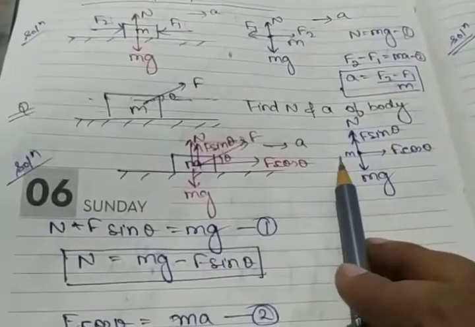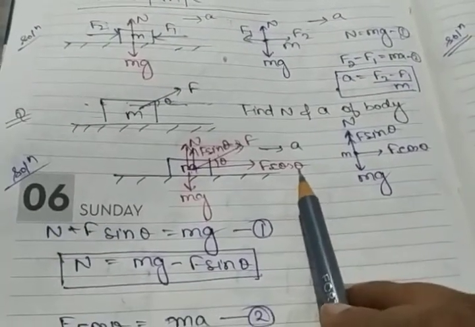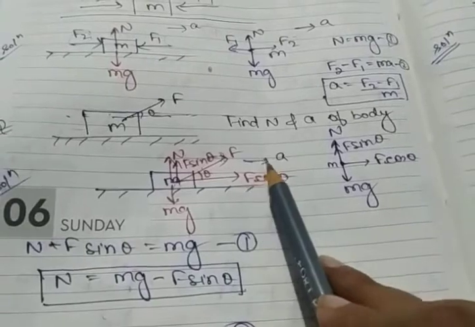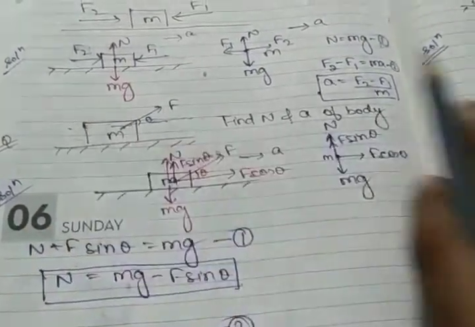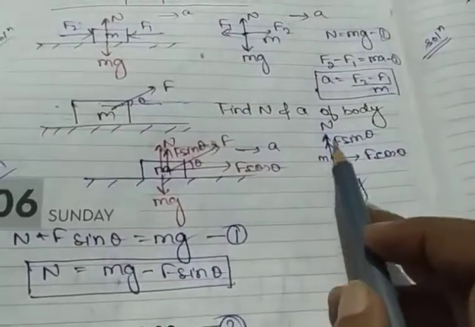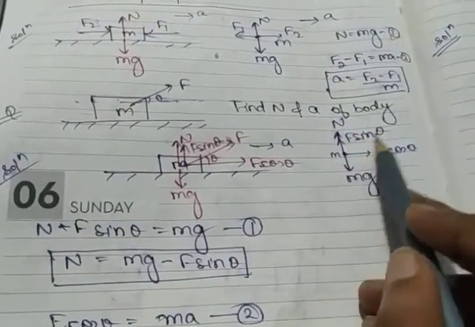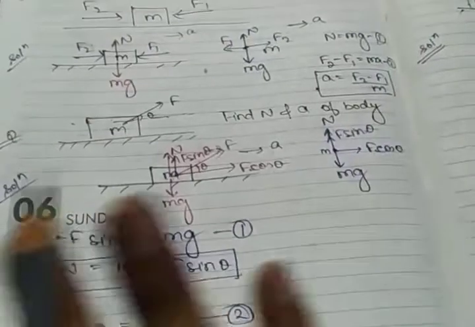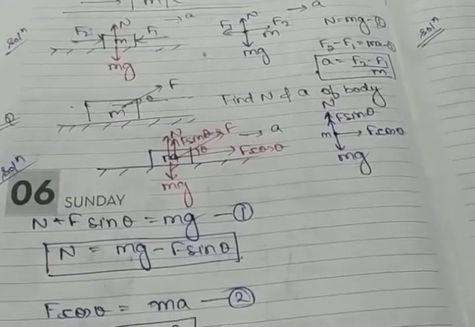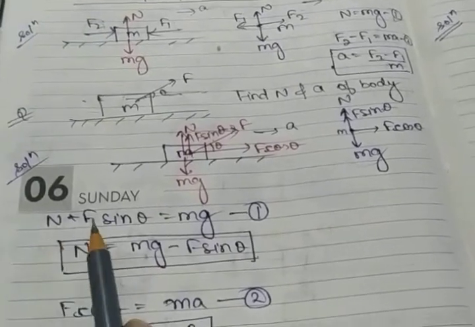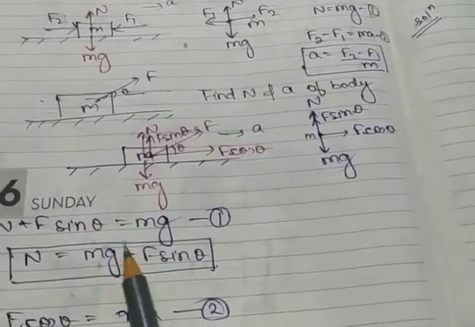Let us see what is the direction of acceleration. It is said that the acceleration is in this direction, the forward direction. So N plus F sin theta: in the upward and downward directions there is no acceleration, meaning this force and this force balance each other, it is in equilibrium. So N plus F sin theta must equal mg.